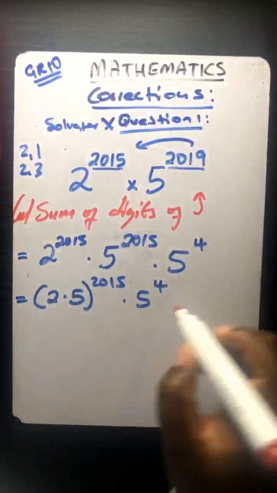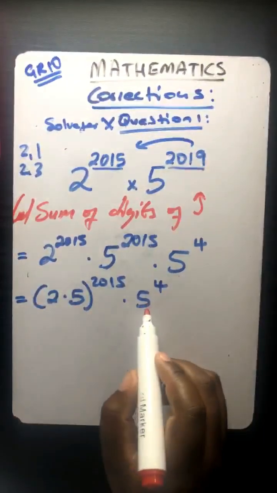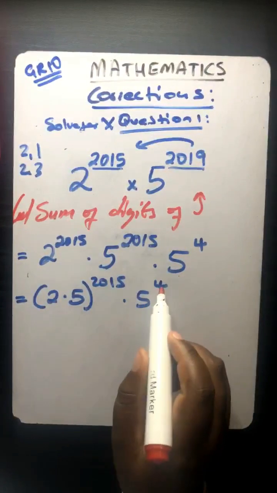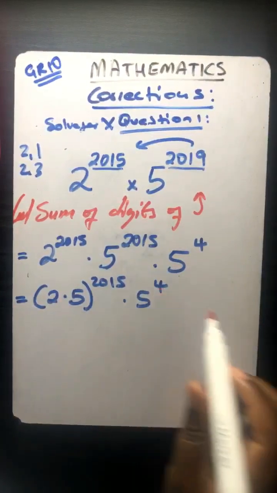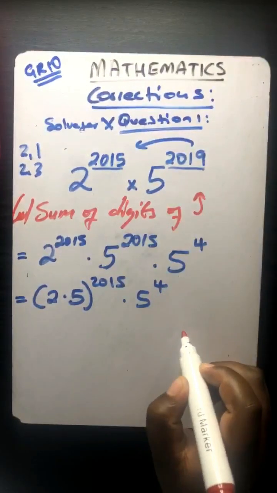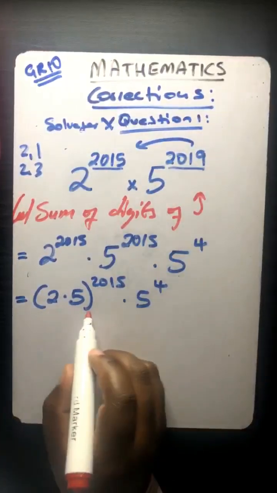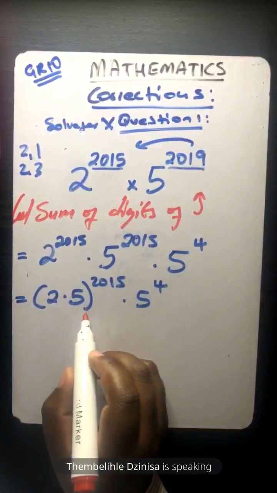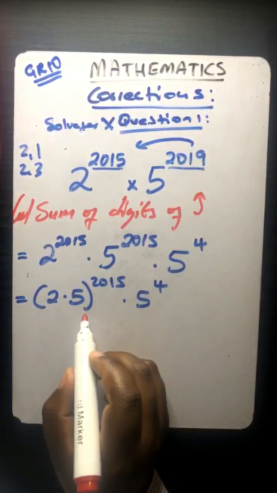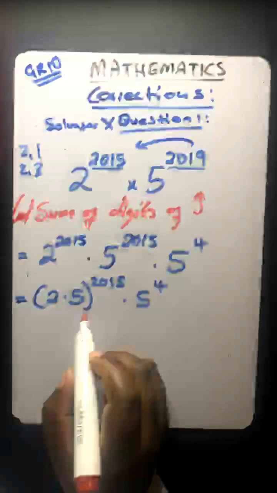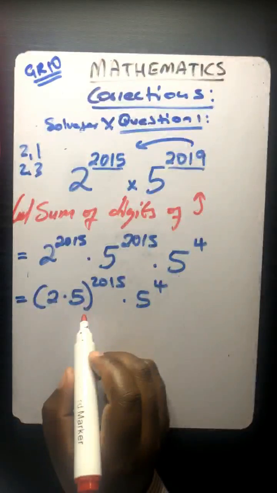Tembelihle, which part did you not understand? Where 5 to 4? Are you talking about that one? No, sir. This one? No, where it says 2 to the power 2015 times 5 to the power 2015 times 4 times 5 to the power 4.